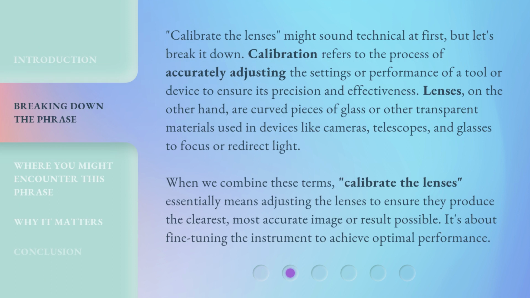Calibrate the lenses might sound technical at first, but let's break it down. Calibration refers to the process of accurately adjusting the settings or performance of a tool or device to ensure its precision and effectiveness. Lenses, on the other hand, are curved pieces of glass or other transparent materials used in devices like cameras, telescopes, and glasses to focus or redirect light. When we combine these terms, calibrate the lenses essentially means adjusting the lenses to ensure they produce the clearest, most accurate image or result possible. It's about fine-tuning the instrument to achieve optimal performance.